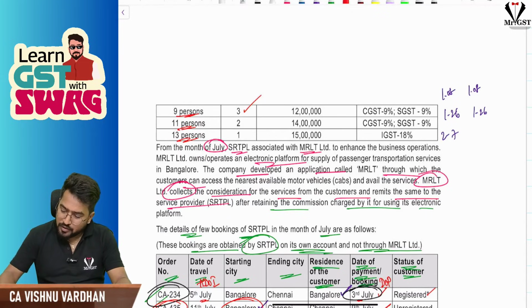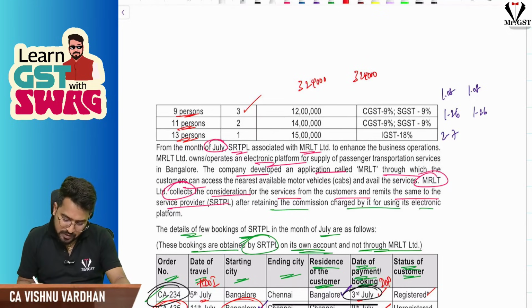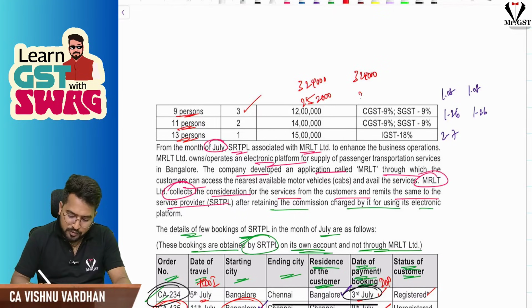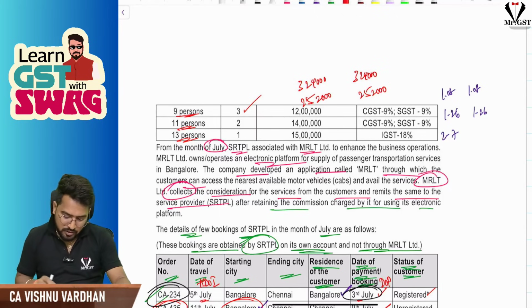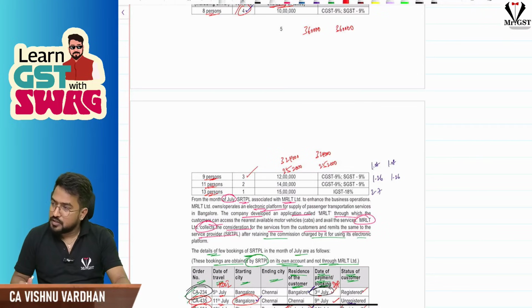Here I did it correctly, but into 3 vehicles: 12 lakh into 9% is 1 lakh 8,000, into 3 vehicles is 3 lakh 24,000. Next, same for 14 lakhs: 14 nines are 126, and into 2 vehicles, 126 into 2 is 252, so 2 lakh 52,000. So total ITC of CGST and SGST is 2 lakh 52,000 plus 3 lakh 24,000 plus 3 lakh 60,000, which is 9 lakh 36,000.